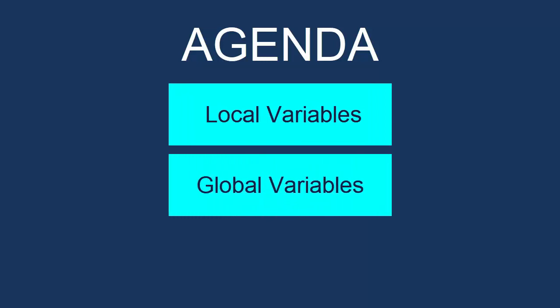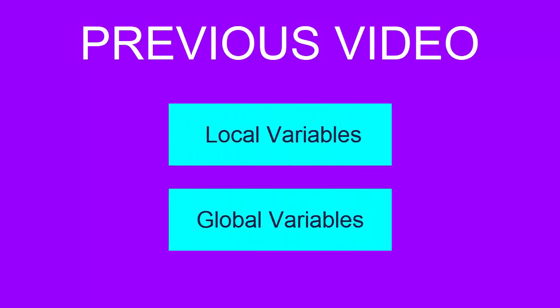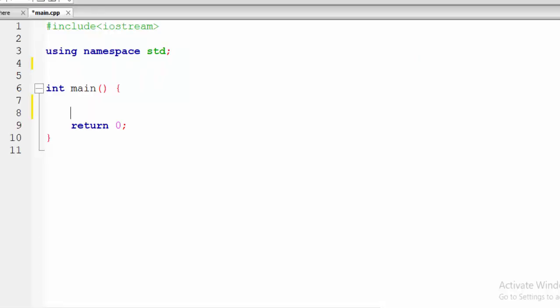Local variable, global variable and static variable. In the previous video we talked about local and global variables and how they work, but in this video we will see more functionality of local and global variables. We will see how their scope works, and we will also talk about static variables.